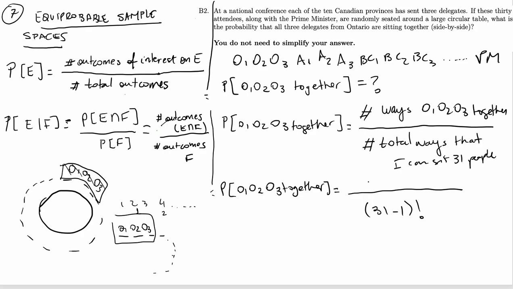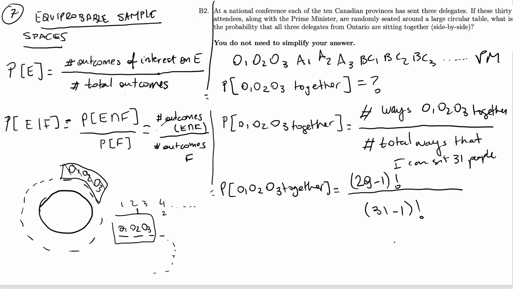But should I sit 29? Is this 29 factorial? No, because I'm in a circular position. So this is actually 29 slots or people, imagining that these 3 are 1 super person glued together. This is 29 minus 1 factorial. Okay?